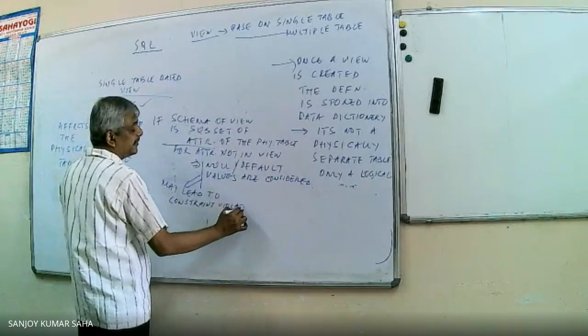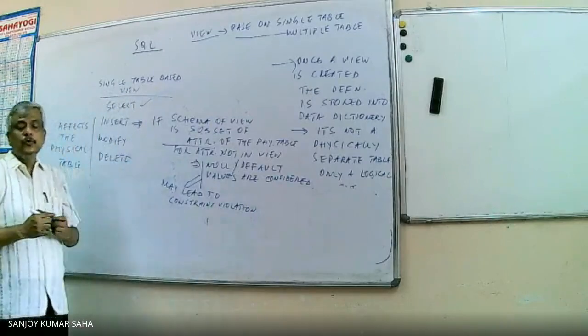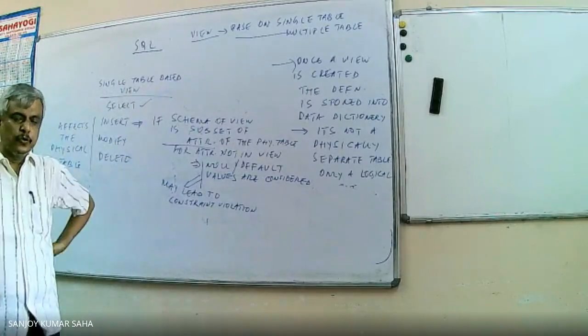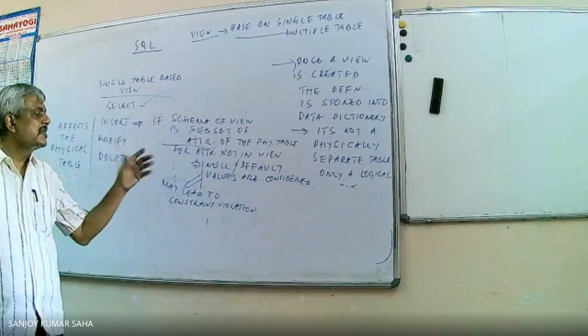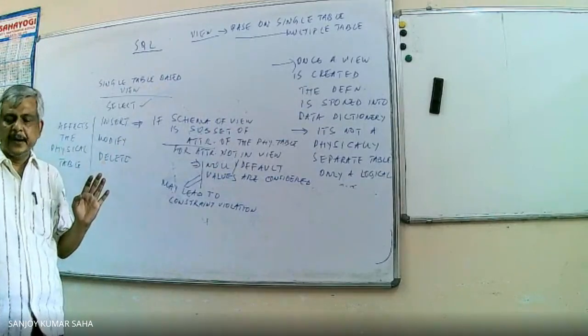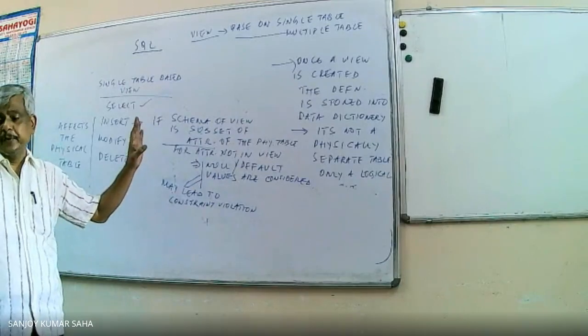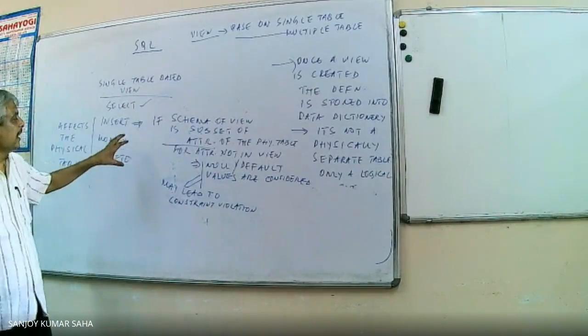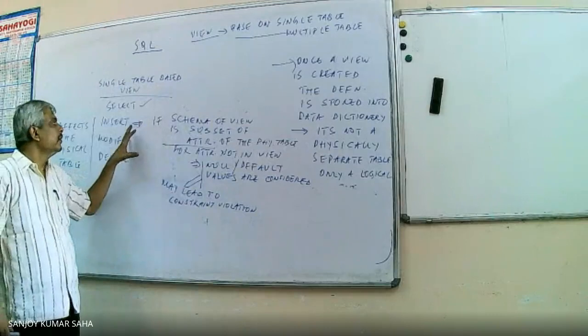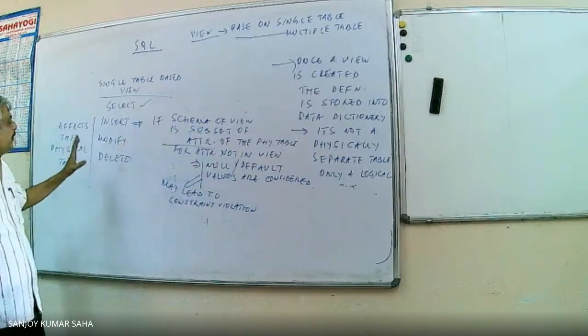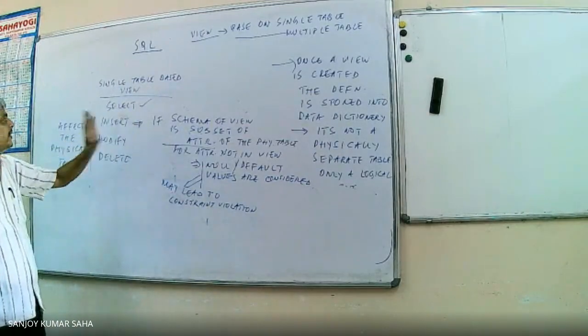Suppose in our CSE student view we have not put the department code. Now we are inserting things, so we are not giving the value of the department code. Then if it is a foreign key kind of thing, that may lead to some problem. But otherwise, theoretically we can go for insert, modify, delete operation that will affect the original table.